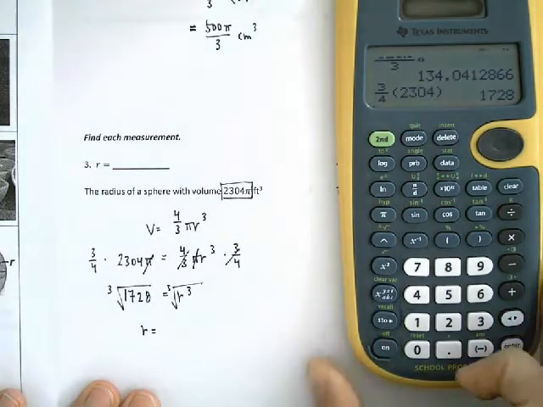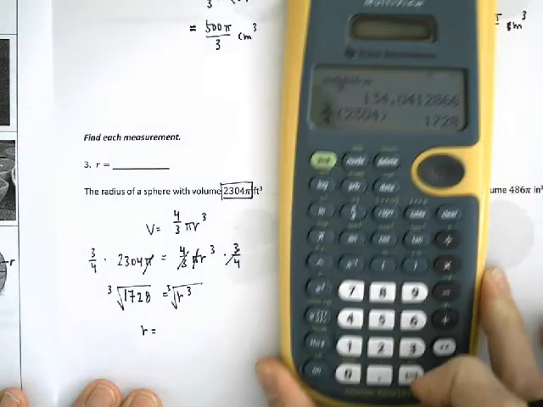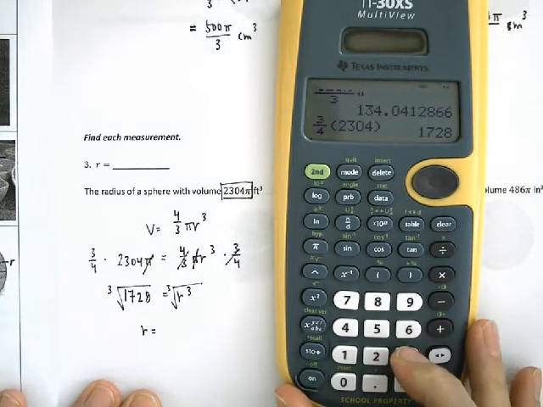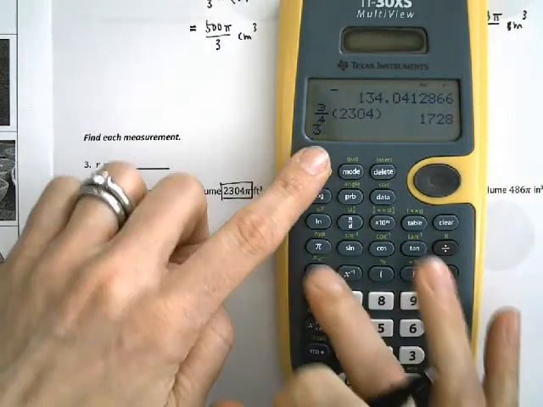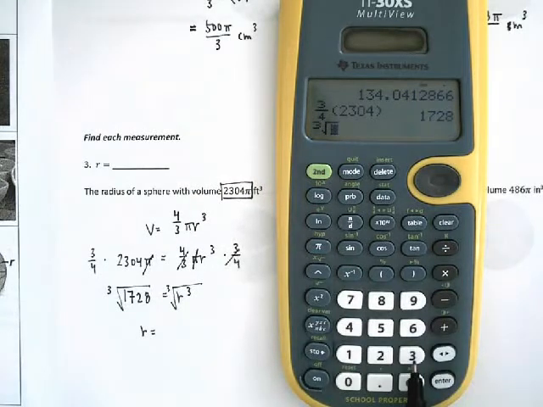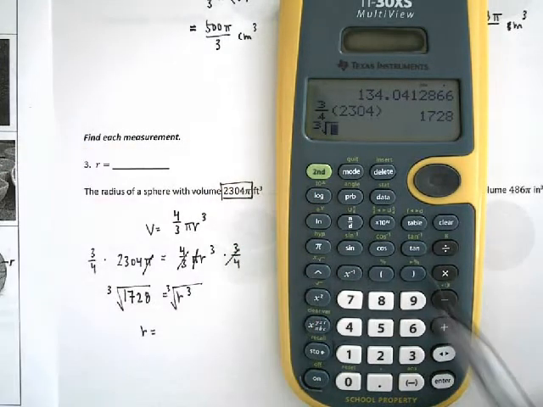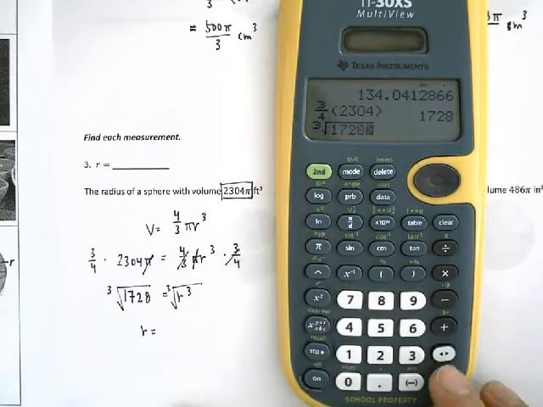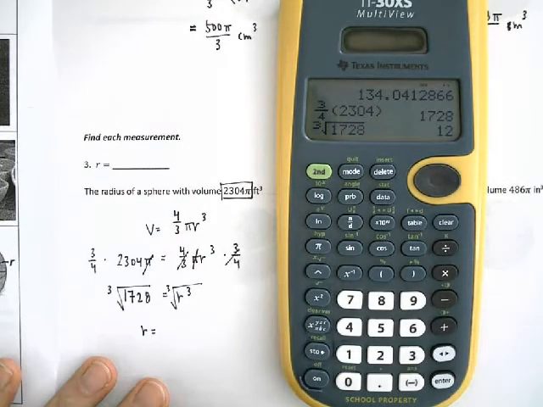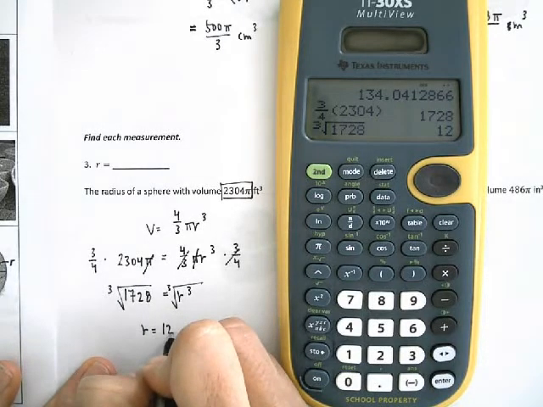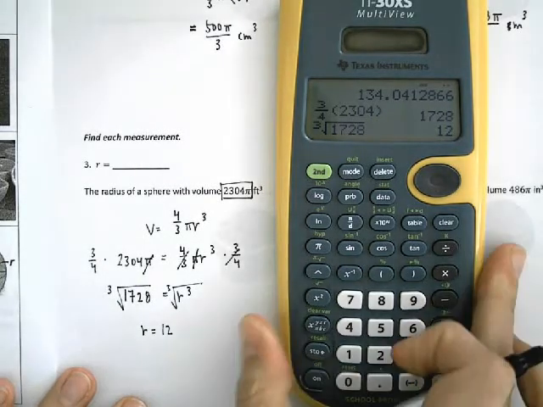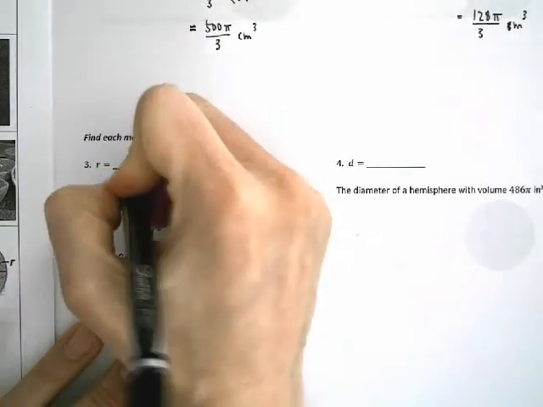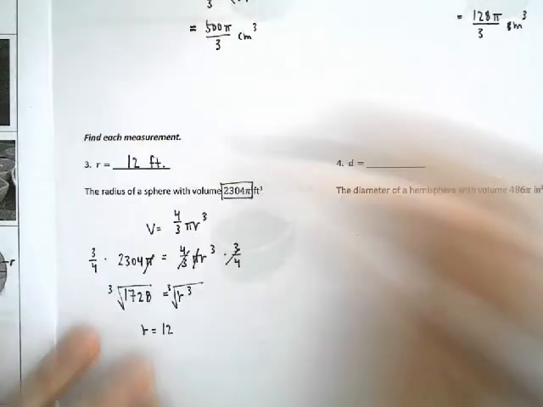So in my calculator, I am going to do, okay, I entered my 3. Let me do that again so you can see it. I do the 3 because it's a third root. And then I'm going to do this second caret. So that's taking here now the third root of 1,728. And I get the radius is 12. Now, since we're just finding that dimension, we're just going to have our basic unit. So our radius is 12 feet.